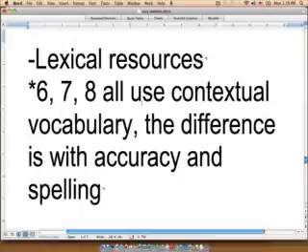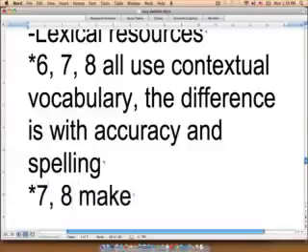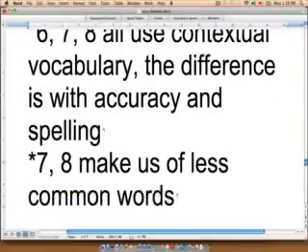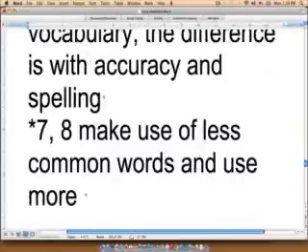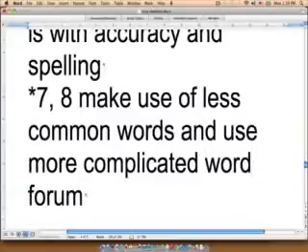Now students at the 7 and 8 level will also make use of less common words. And if you're looking at your IELTS band descriptors chart, you will see this as well. So they make use of less common words and use more complicated word forms.